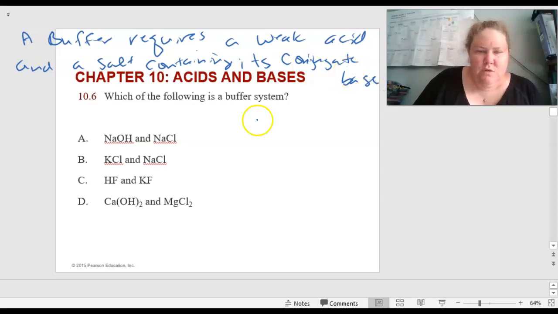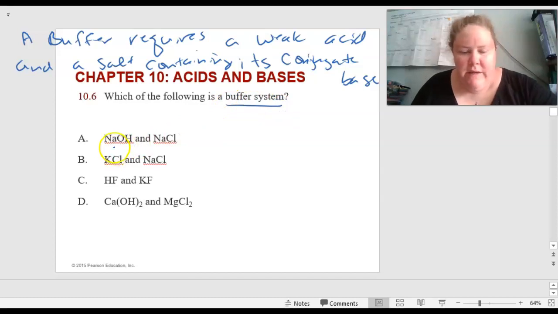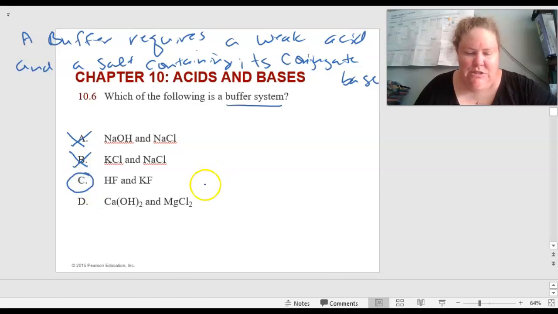All right, so looking at these answers, NaOH and NaCl, this is not a buffer because a solution of a strong base and a salt are completely ionized. So A is out. B, KCl and NaCl, these are both salts. So the mixture has no weak acid present, and so it's not a buffer. So that one's out.